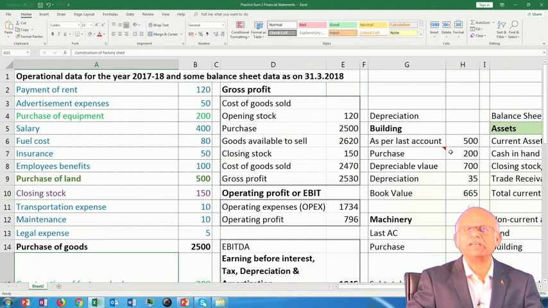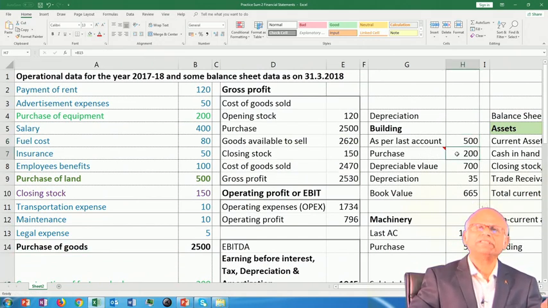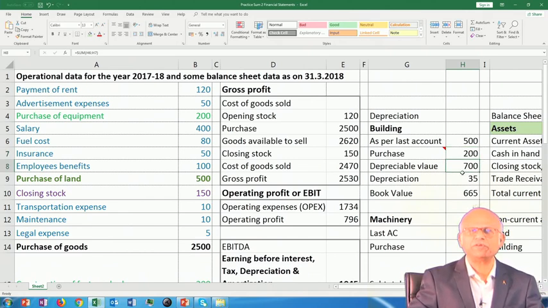So, building as per last year account is 500 and we have constructed a factory shed. So, this is new purchase. So, it becomes 700. Our depreciation rate is at the rate of 5%.